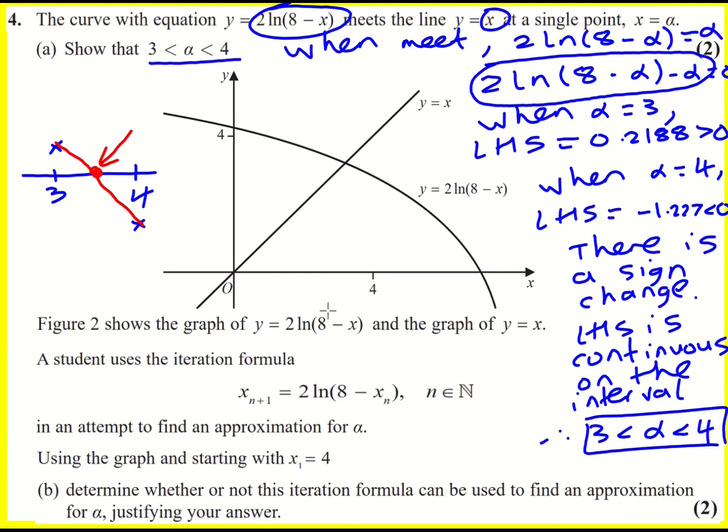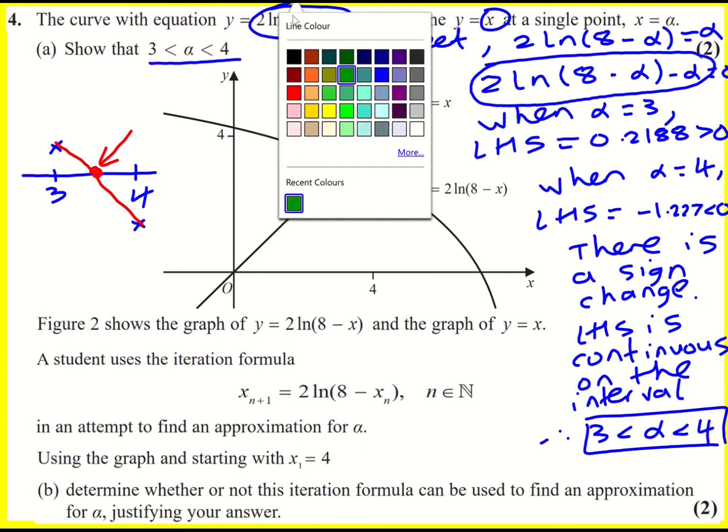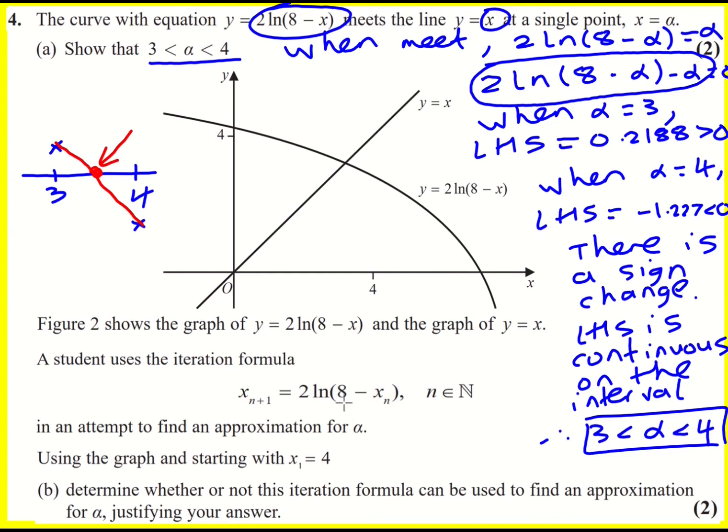Figure 2 shows the graph of y equals 2 ln(8 minus x) and y equals x. By the way, where they meet is our value of alpha. The student uses this iteration formula in an attempt to find alpha using the graph, starting with x1 equals 4. This does not mean substituting 4 into the iterative formula. No credit for that. It says using the graph, determine whether or not this iteration formula can be used to find an approximation for alpha, justifying your answer.